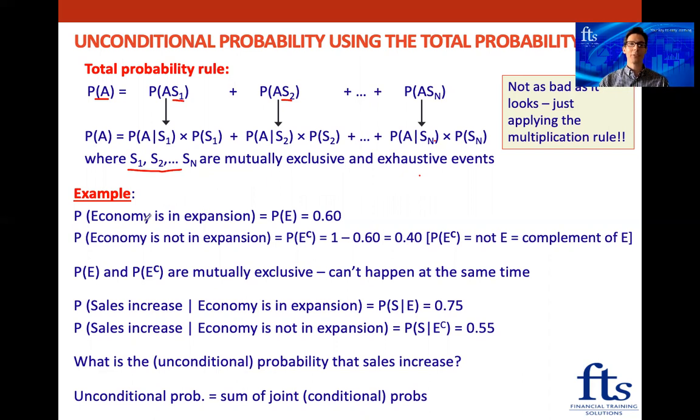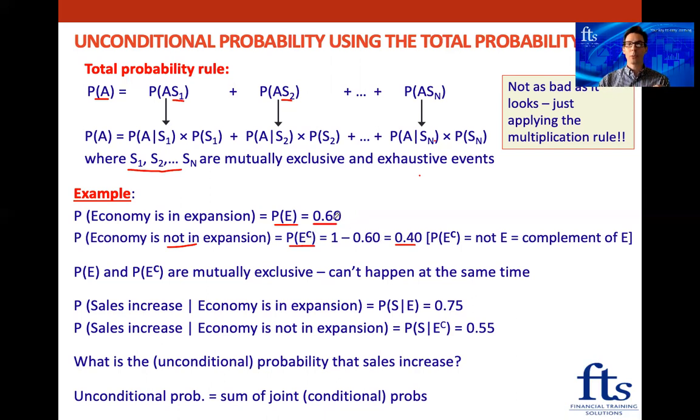First of all, here is all the information. The probability the economy is in expansion, we're going to call that P(E), is 60%. That must mean that the probability the economy is not in expansion must be 40%. The notation we can use is P(E^C). This is the probability we are not in expansion, E to the C.